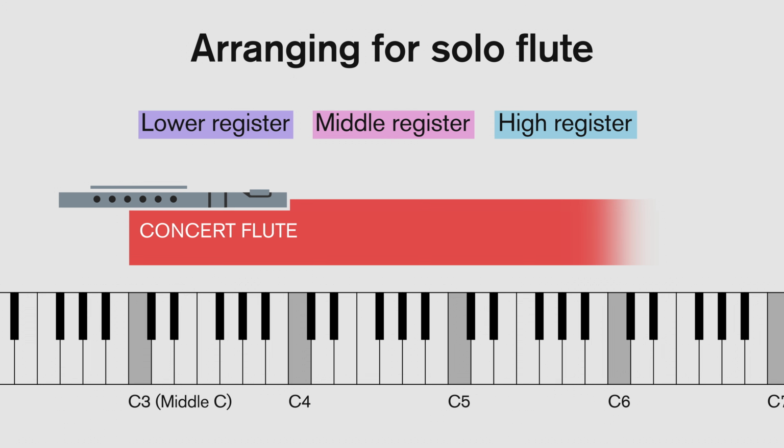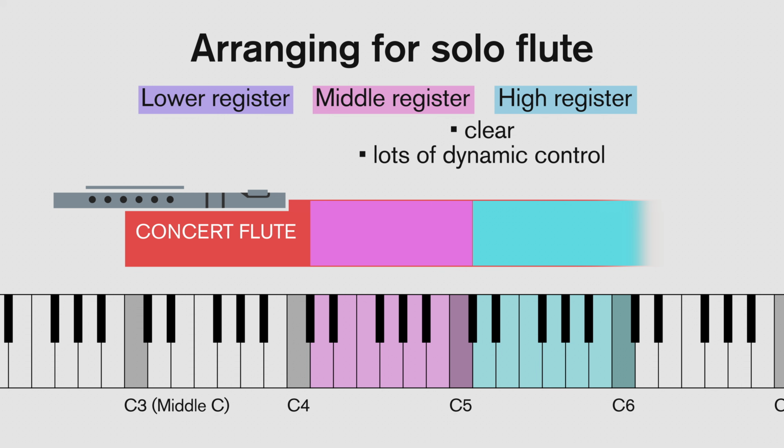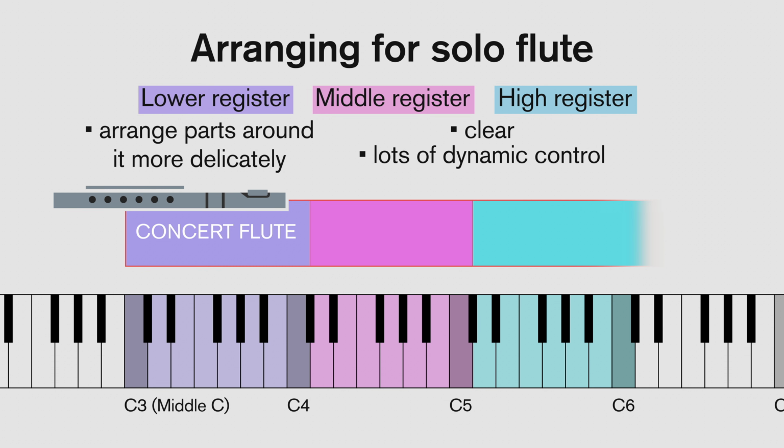When we arrange for solo flute, its top 2 octaves are always going to be clear and have lots of dynamic control, but we obviously can't have everything else playing forte underneath it. It wouldn't be much of a solo then. The bottom of the range of the flute is the only area where you might want to arrange the rest of the orchestral parts around it more delicately, especially if you do want that softer character from the flute.